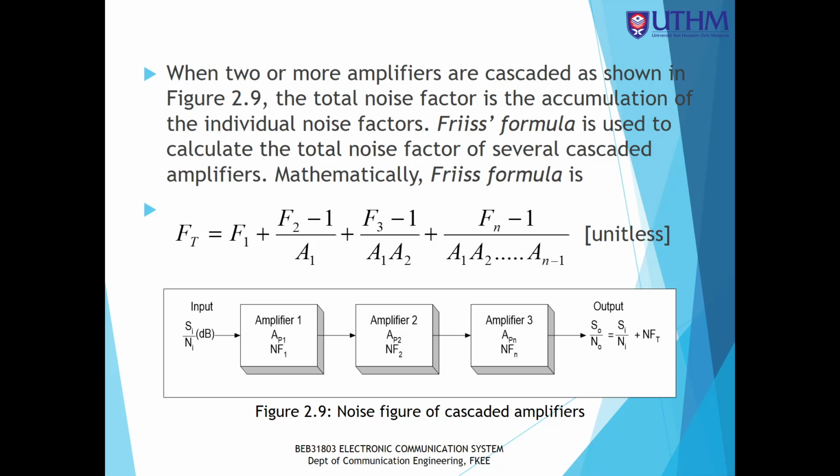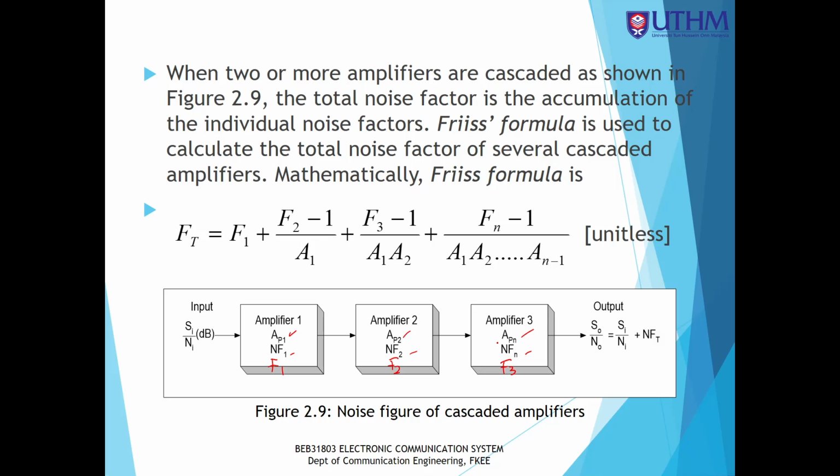So kalau you lihat di sini we have 3 cascaded amplifiers where each of these amplifiers has their own gain. Ada juga diberikan noise figure sendiri. Setiap amplifier ada noise figure sendiri. So kalau dia ada noise figure bermakna dia akan ada noise factor juga, F1, F2 dan juga F3.